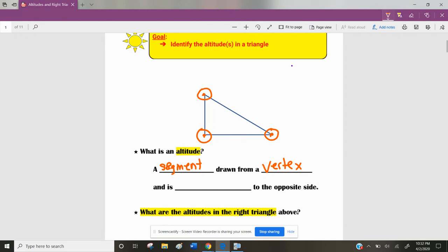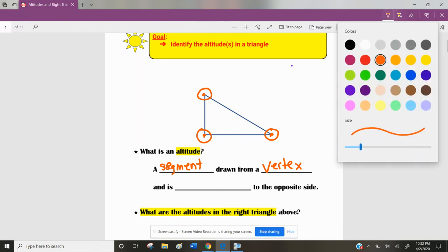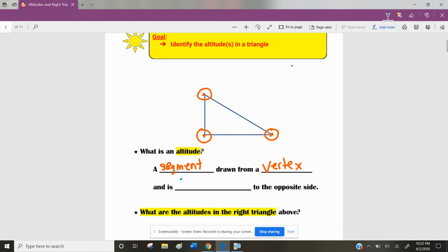And so an altitude is a segment drawn from one of these vertices, and the key relationship is that it is perpendicular or forms 90-degree angles with the opposite side.